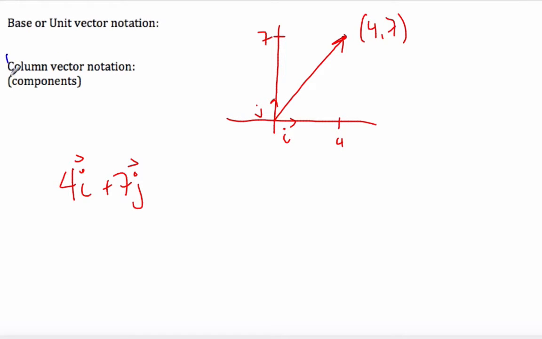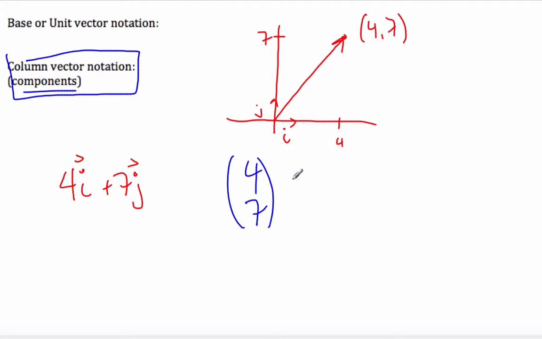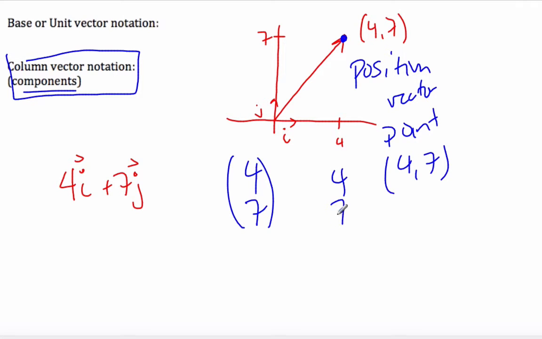We also have another kind of notation called column vector notation or components, and we take these points and we write them x, y. And so this is vector 4, 7. This is also what we call a position vector for the point 4, 7. So 4, 7 this way is the vector, this is the point. And this is the position vector of the point.